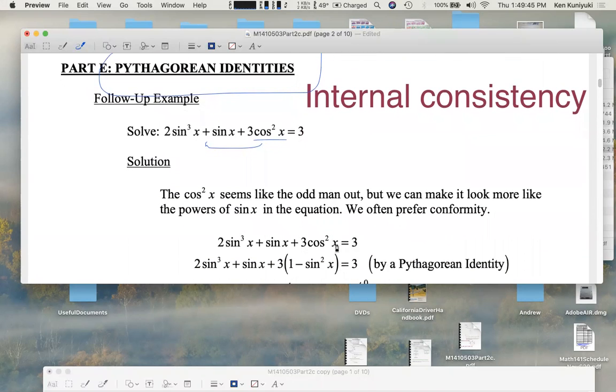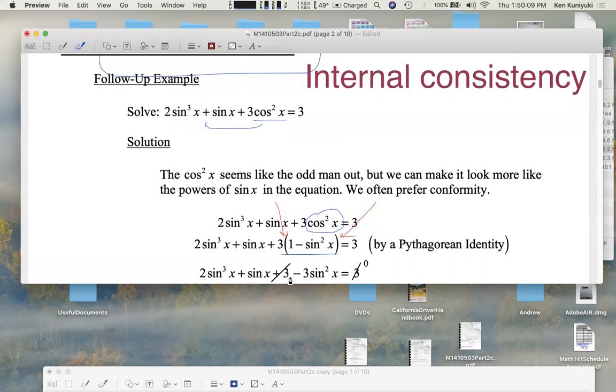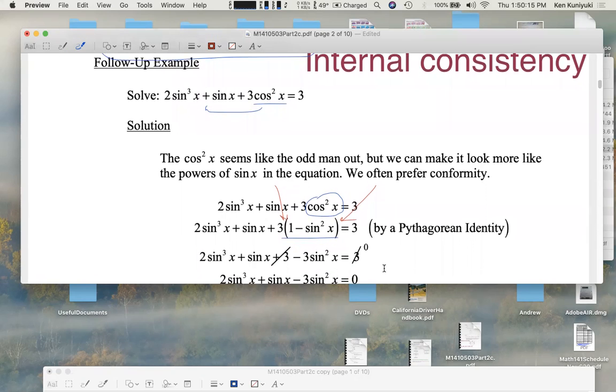So by a Pythagorean identity, we're going to substitute cosine squared of x with its equivalent, 1 minus sine squared of x. Remember, that goes in parentheses. Whenever you do a substitution, be prepared to put grouping symbols. And here we have to put them. We distribute the 3. And we see that the 3's can subtract off on both sides. We're left with a 0 on the right side.